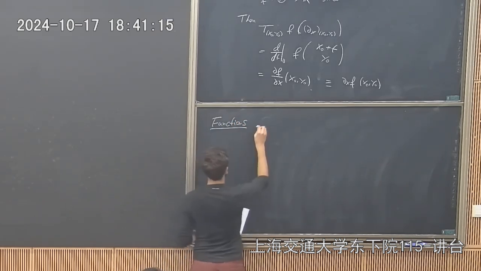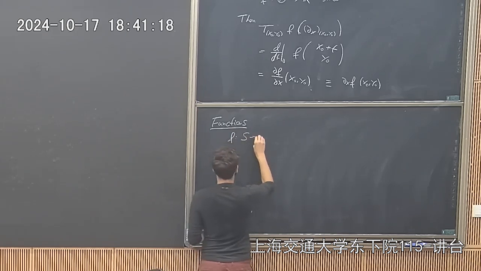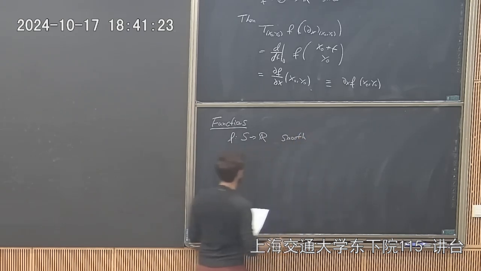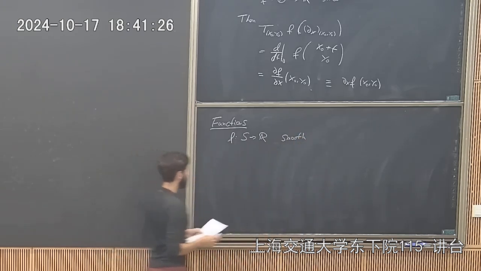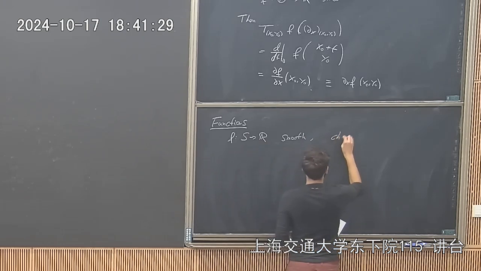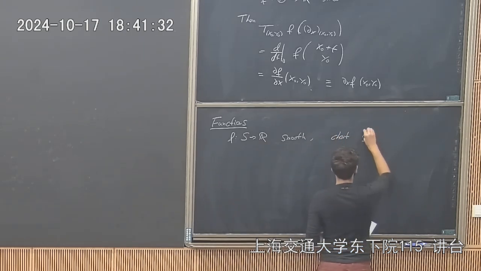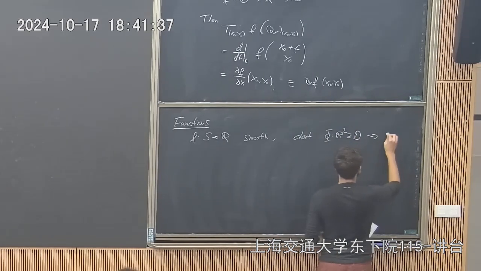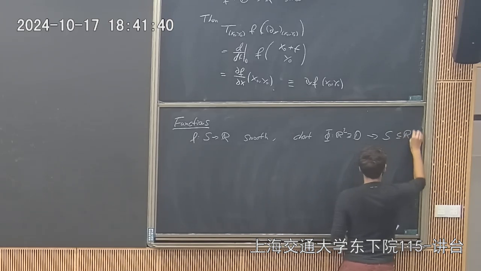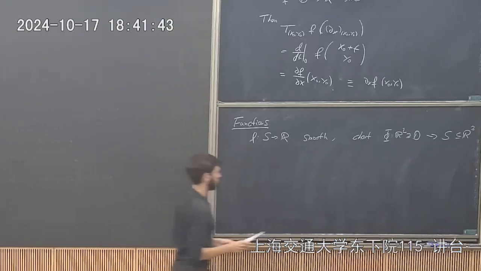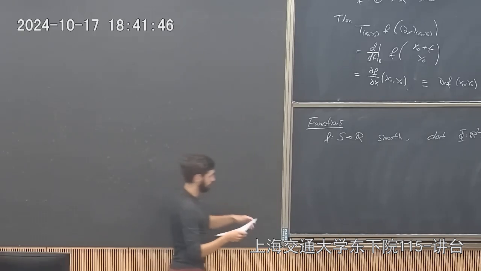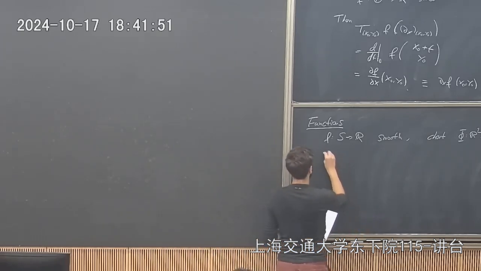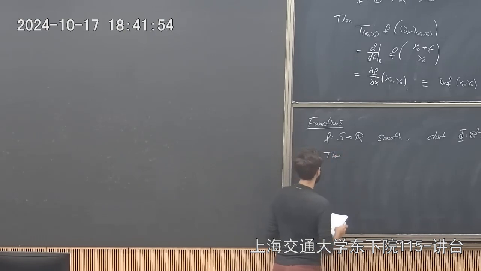So suppose we have a function which is defined on S, and we have a chart, which is a map from some open subset of R2 into our surface, which we consider as a subset of R3. So that's the data that we have, and we already know that we can look at the composition.